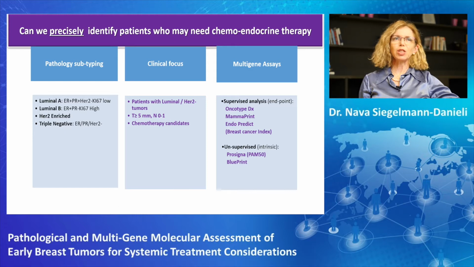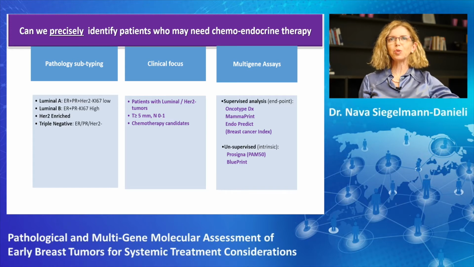So we use pathology subtyping, and we usually call luminal A tumors that are ER and PR expressed, HER2 negative, and low Ki67, and the luminal B may either not express the progesterone receptor, or have high Ki67, or also express the HER2. And then our clinical focus is to see if we can precisely identify those patients who may benefit from both chemotherapy and endocrine therapy. And the multigene commercial assays are divided into two.